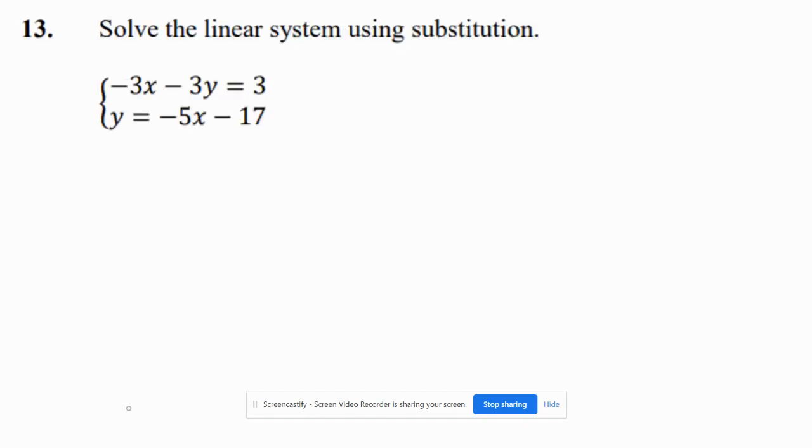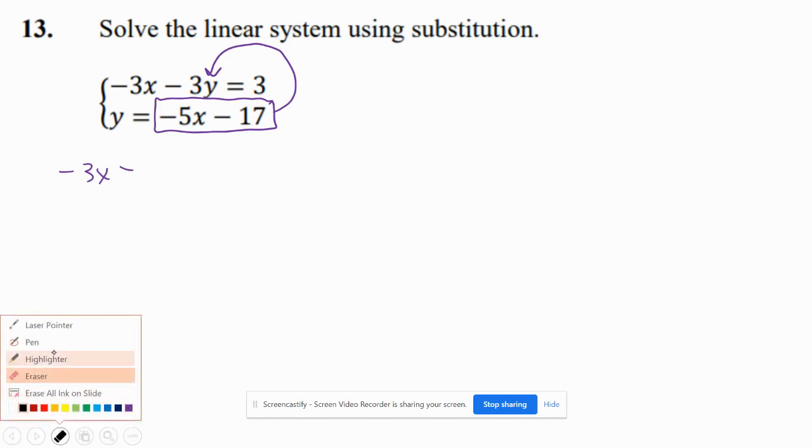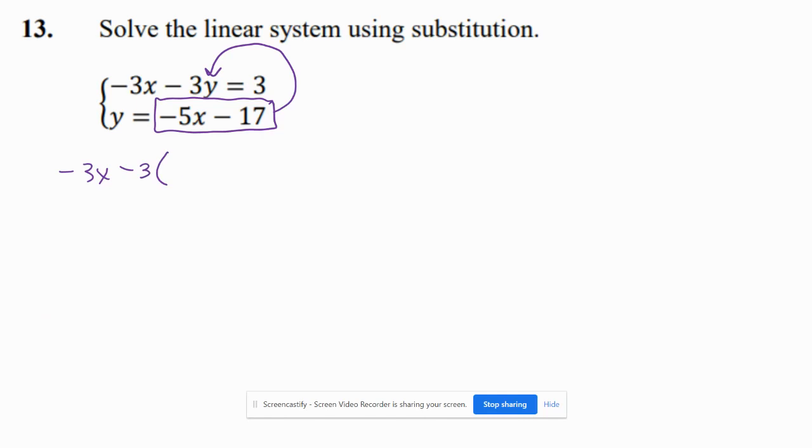All right, number 14 says solve the linear system using substitution. Okay, notice the top equation is in standard form. The bottom one is in y equals mx plus b. We know that y is equal to all this. I'm going to take that and substitute it into the second equation for y. So we have -3x minus 3, y is equal to -5x minus 17. Close it up. It's still equal to 3.